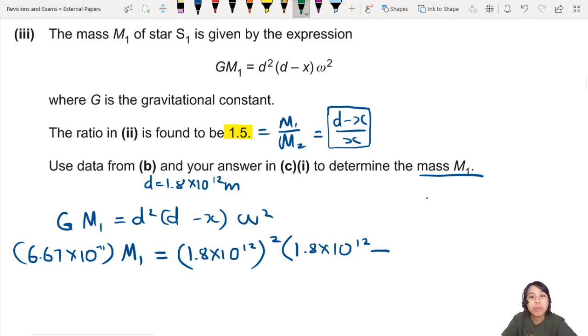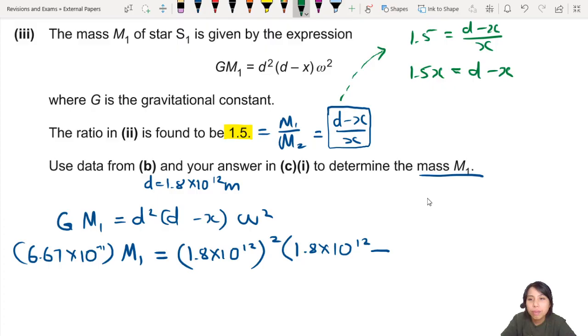This is where we got to pause a little bit and sidetrack and use this. So we know 1.5 is D minus X over X. 1.5X equals D minus X. Then we can simplify some more, right? So you can say 1.5x plus x equals D. So you know that D and x are related through this relationship where D is 2.5x. Done. Or I guess you could say x is 2 over 5 D. Just rearranging a bit.